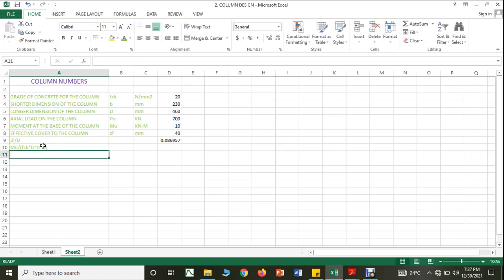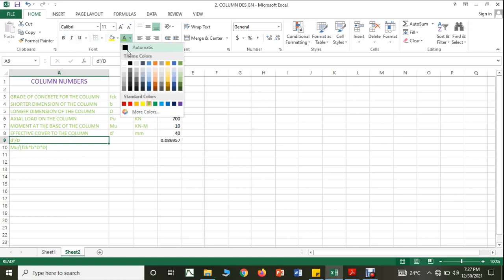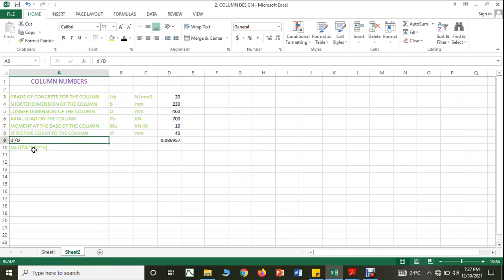Then next you have, this is not yes, so this will be in the black color because this is an automatic value generated. So this is also black color, automatic value generated. Next you have Pu by again FCK into B into D, Pu by FCK BD. So these are the two values, and there are no symbols or anything for this. So directly it is the value, right?